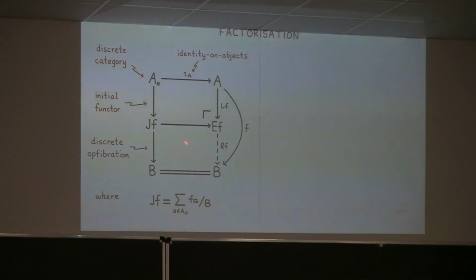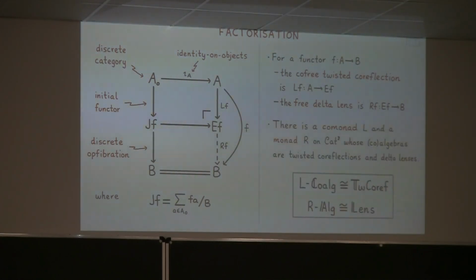This here is a discrete operation, so this is a triangle which has a delta lens structure on R of F. Okay? This J over here is just this co-product of most light spectrums. Okay, great. So we have the cofree twisted coreflection on our functor F. We have the free delta lens on our functor F.